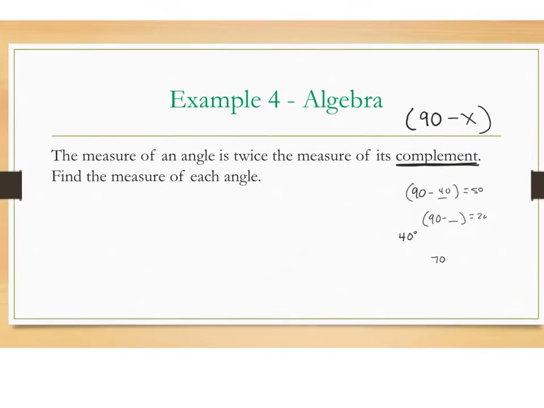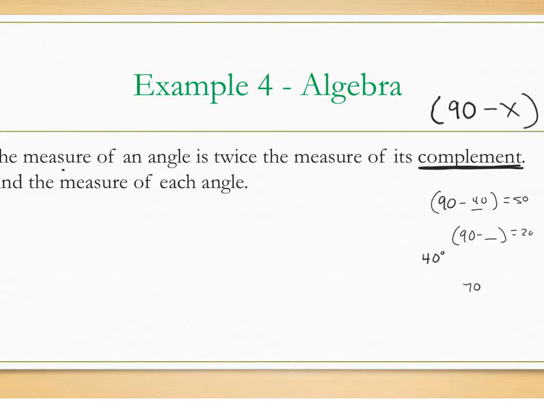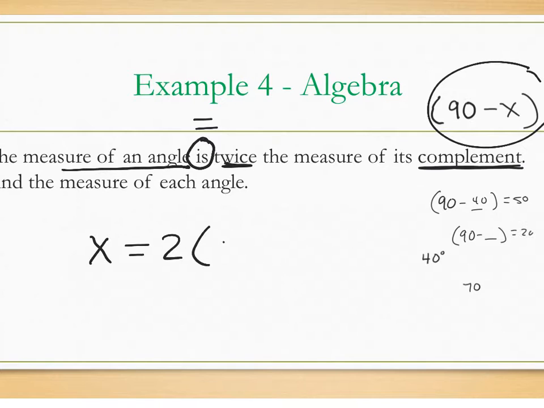So check this out. We're going to translate this from nerd speak, and here we go. The measure of an angle. Okay, so there's some unknown angle. What do you guys want to call that? Let's call it x. This word is, what does it mean in word problems? Equals. When you see that word is, twice, what does twice mean? 2 times something is twice the measure of its complement.